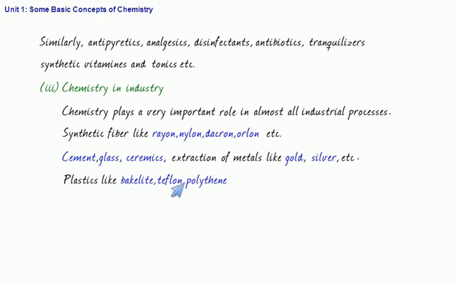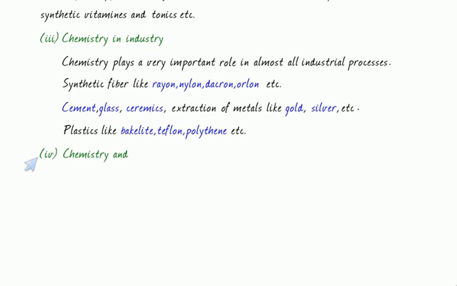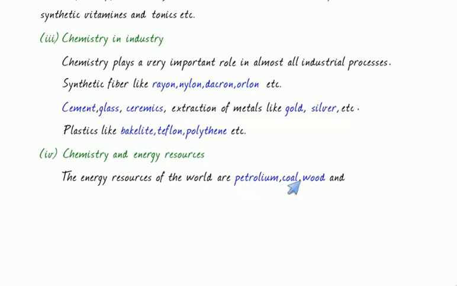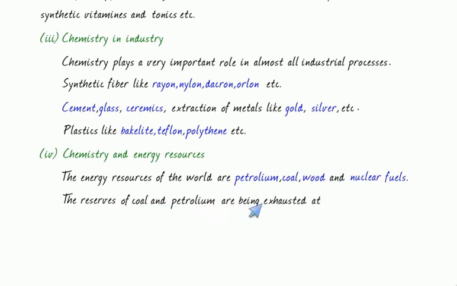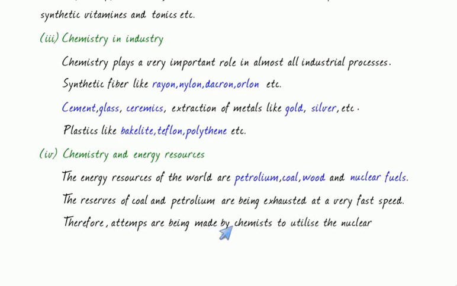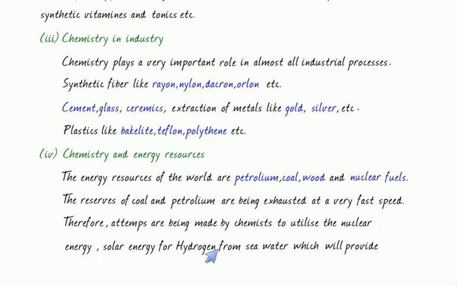Then chemistry is also applied in the case of energy resources. The energy resources of the world are petroleum, coal, wood and nuclear fuels. You know that the reserves of coal and petroleum are being exhausted at a very fast speed, and therefore attempts have been made by chemists to utilize nuclear chemistry, solar energy and hydrogen from seawater, which will provide an alternative source of energy later on.